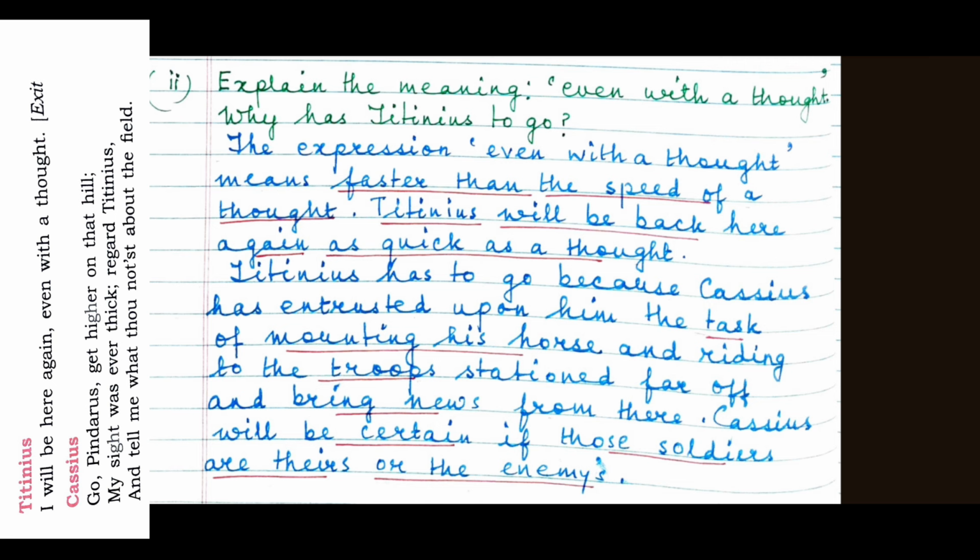And why has Titinius to go? Titinius has to go because Cassius has entrusted upon him the task, just as we discussed a little while ago. Cassius has entrusted upon him the task of mounting his horse and riding to the troop station far off and bring news from there. Cassius will be certain if those soldiers are theirs or the enemy's. Cassius wants to confirm whether those soldiers belong to him or those soldiers belong to the enemy camp. So I hope I have made myself pretty clear over here as well.